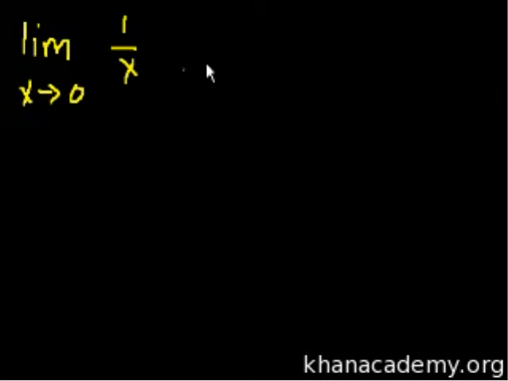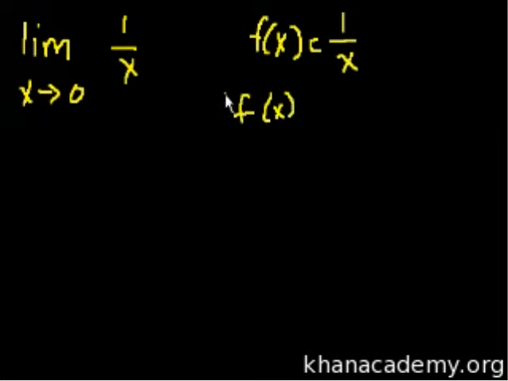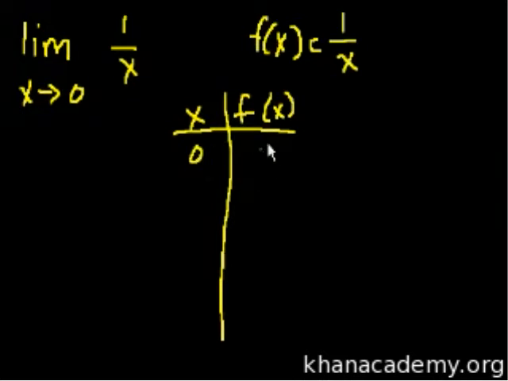So let's say that this is f of x. You can tell my presentations are very unplanned. F of x is equal to 1 over x, and we want to find the limit as x approaches 0. Actually, let's make a table, with x and f of x. So clearly when x is equal to 0, it's undefined. 1 over 0 is undefined.